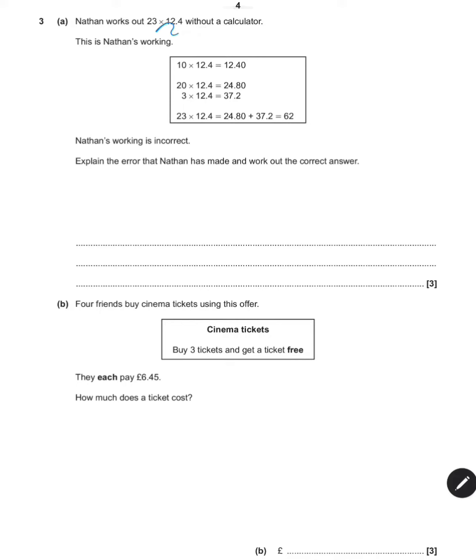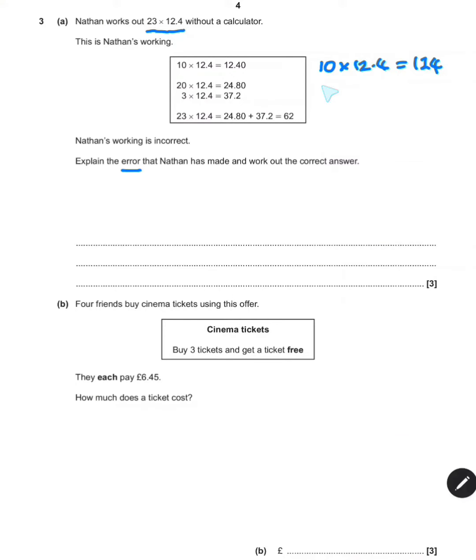Question 3, we've got someone that's done a calculation, 23 times 12.4, and here's the working that they've done, and we're asked to find the mistake, find the error in the working. And if we look at this first line, 10 times 12.4, they've written 12.40, so there's your error. 10 multiplied by 12.4 is actually 124.